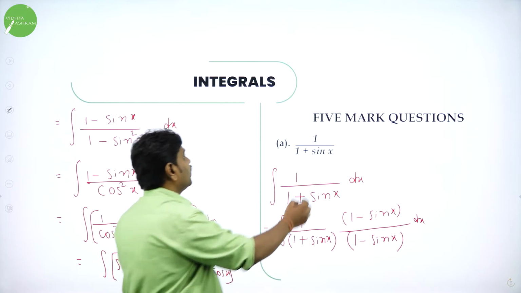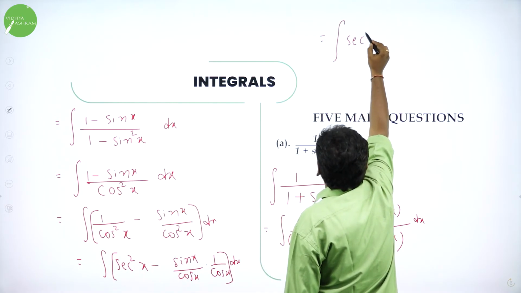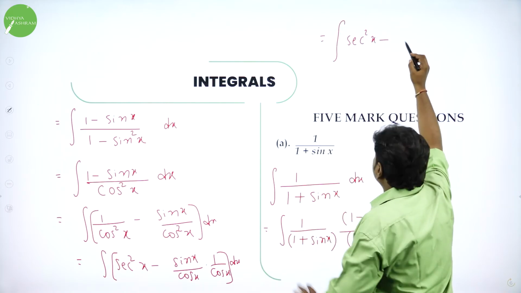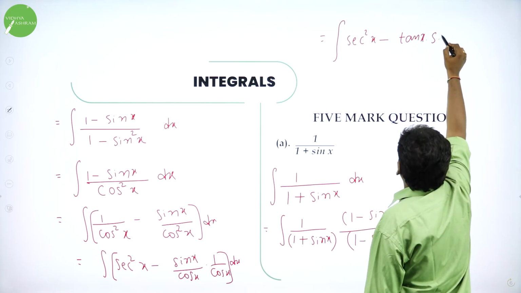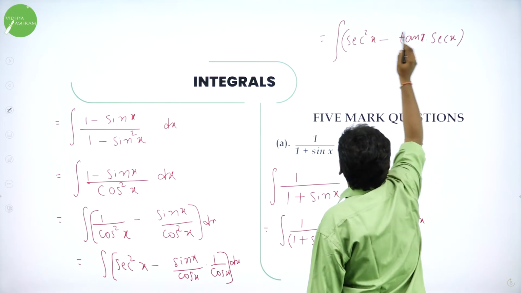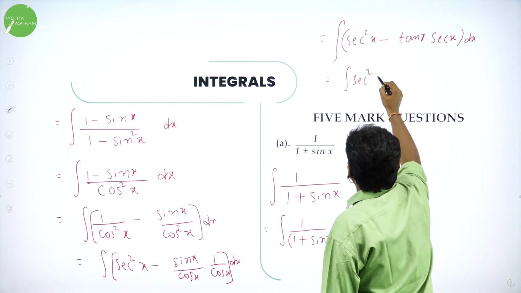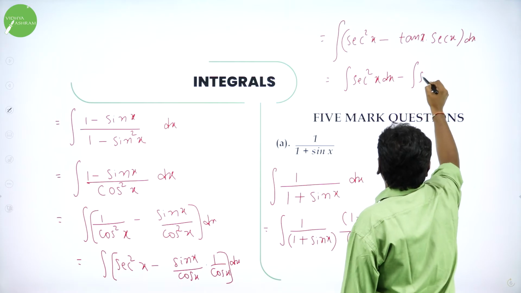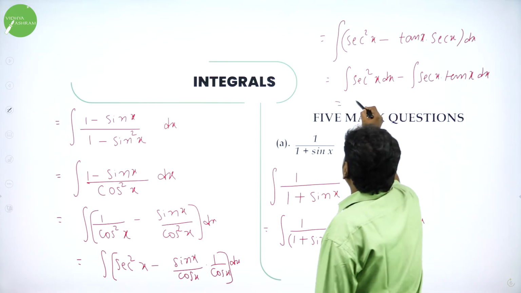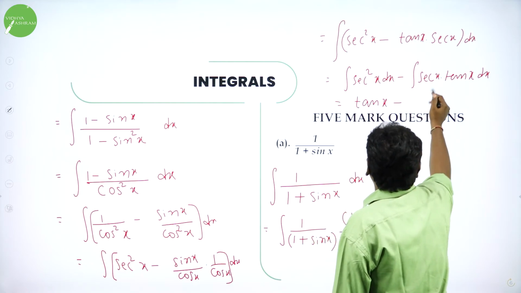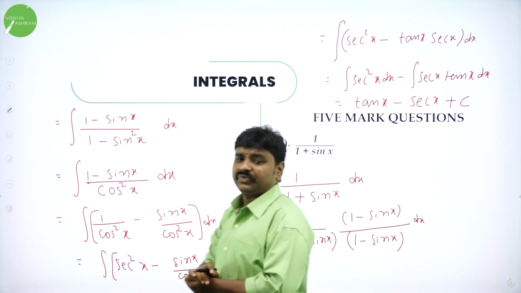Further we can simplify. I can write it as integration of secant square x minus sin x by cos x, which is tan x, into 1 by cos x, which is secant x, dx. So now simplify this. It will become integration of secant square x dx minus integration of secant x into tan x dx. Now integration of secant square x is tan x. Integration of secant x into tan x is secant x plus c. These two are in the formula list. This is the final answer.